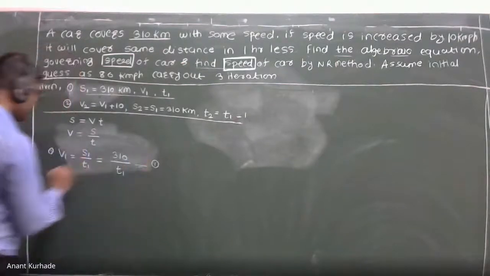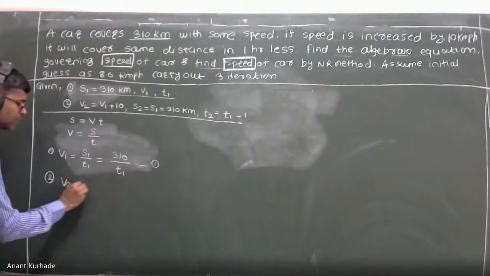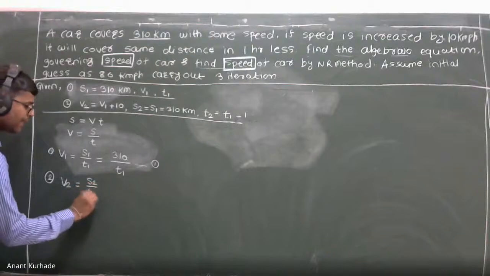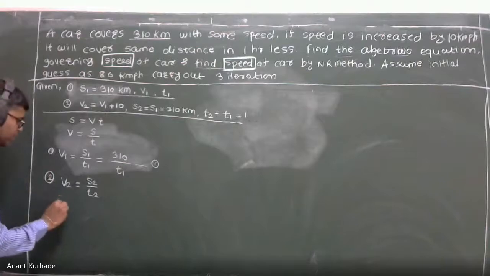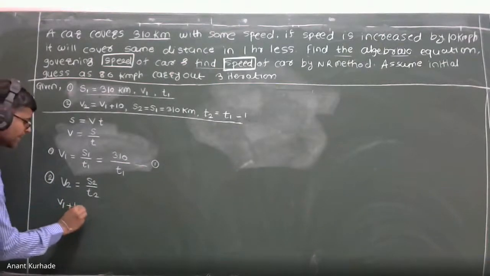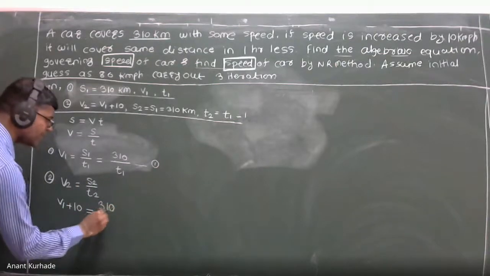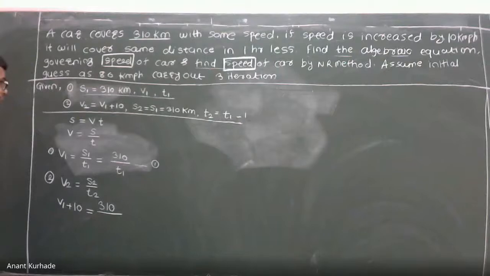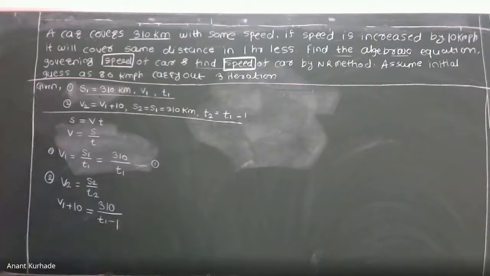Now, for the second condition, what can you write here? Same: V2 is equal to S2 divided by T2. But what is the value of V2? V2 is equal to V1 plus 10. So V1 plus 10 is equal to S2, whose value is 310, divided by T2, which is T1 minus 1.